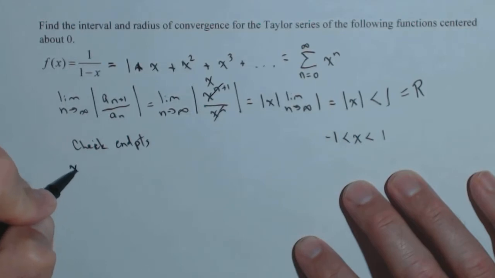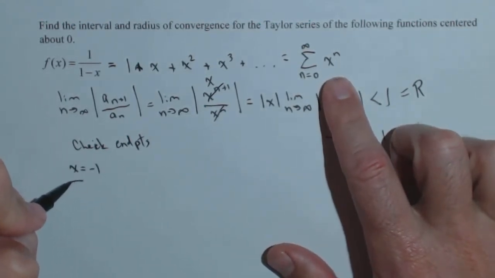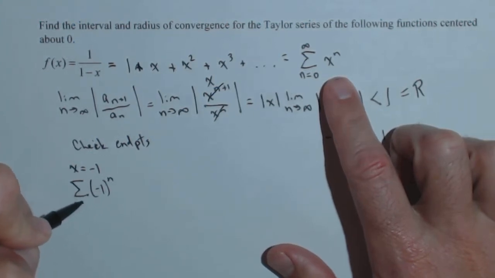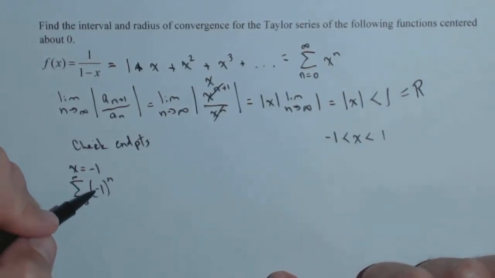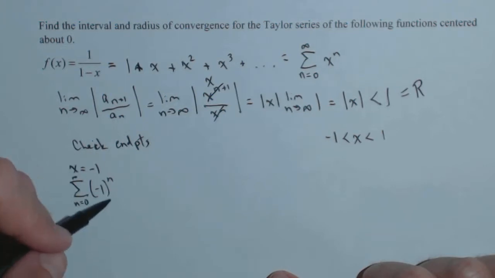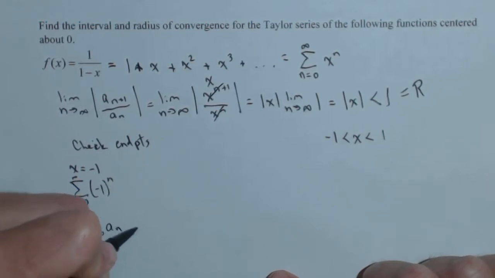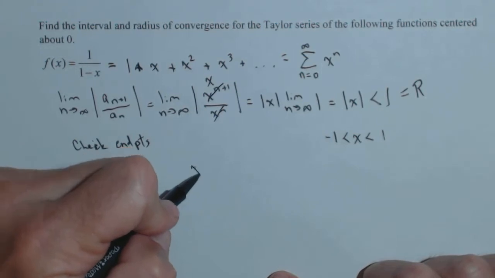So first let's check x equals minus 1. We're going to plug that in here. If we do that, that would give us the series of negative 1 to the n from n equals 0 to infinity. This is an alternating series, but it just alternates between 1 and negative 1, which means the sum alternates between 0 and 1. We can see that the limit as n goes to infinity of a sub n does not equal 0. So this is divergent, which means we do not want to include negative 1.